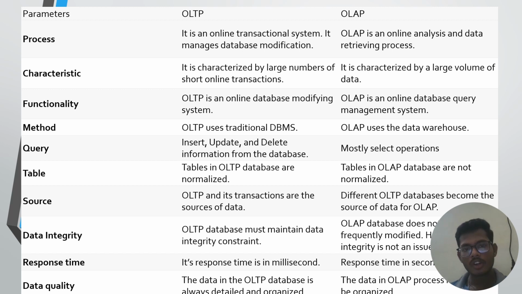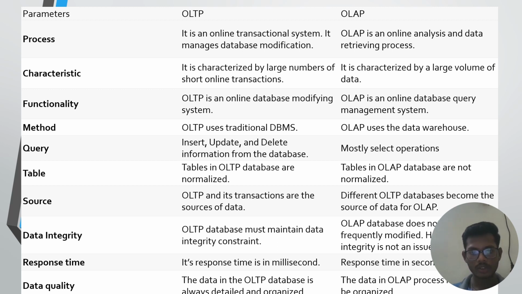Method. OLTP uses traditional DBMS. OLAP uses the data warehouse query. OLTP inserts, updates, and deletes information in the database, while OLAP mostly performs select operations. Table: tables used in an OLTP database are normalized. Tables used in an OLAP database are not normalized. Source: OLTP and its transactions are the sources of the data. Different OLTP databases become the sources of the data for OLAP.